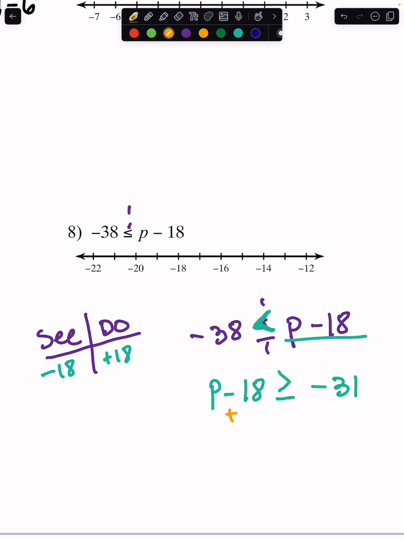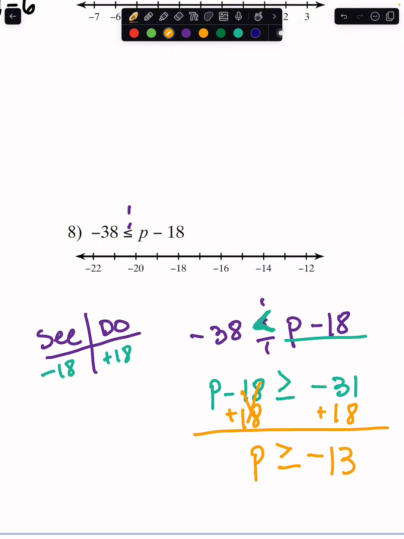P is greater than or equal to. The signs are different. So I'm going to have to subtract the 2. And 31 minus 18, what is it? It should be 13. And because the signs are different, I have to choose the sign of the larger number, negative 13. And because this right here, the line is under it, that means it's a closed circle.